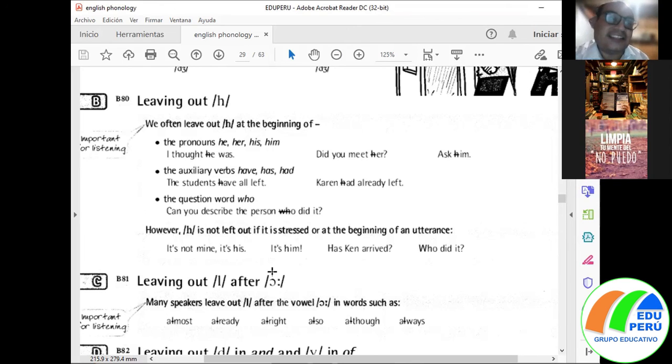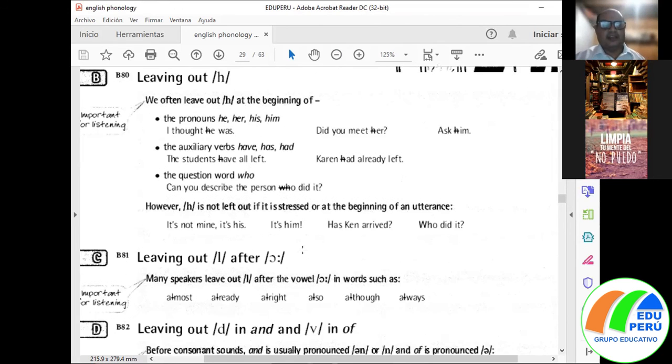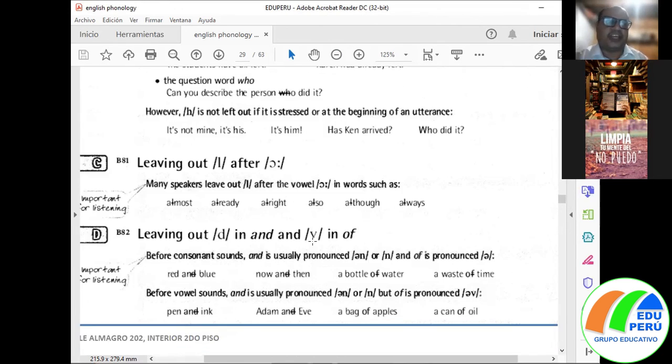"It's not mine, it's his." Notice you don't omit the sound h because it is prominent. You're emphasizing: it's not mine, it's his. "Has King arrived?" It's at the beginning, no? "Who did it?" It's at the beginning. Notice that you're not going to omit the sound h. All right? Let's pass to the other two cases of elision.